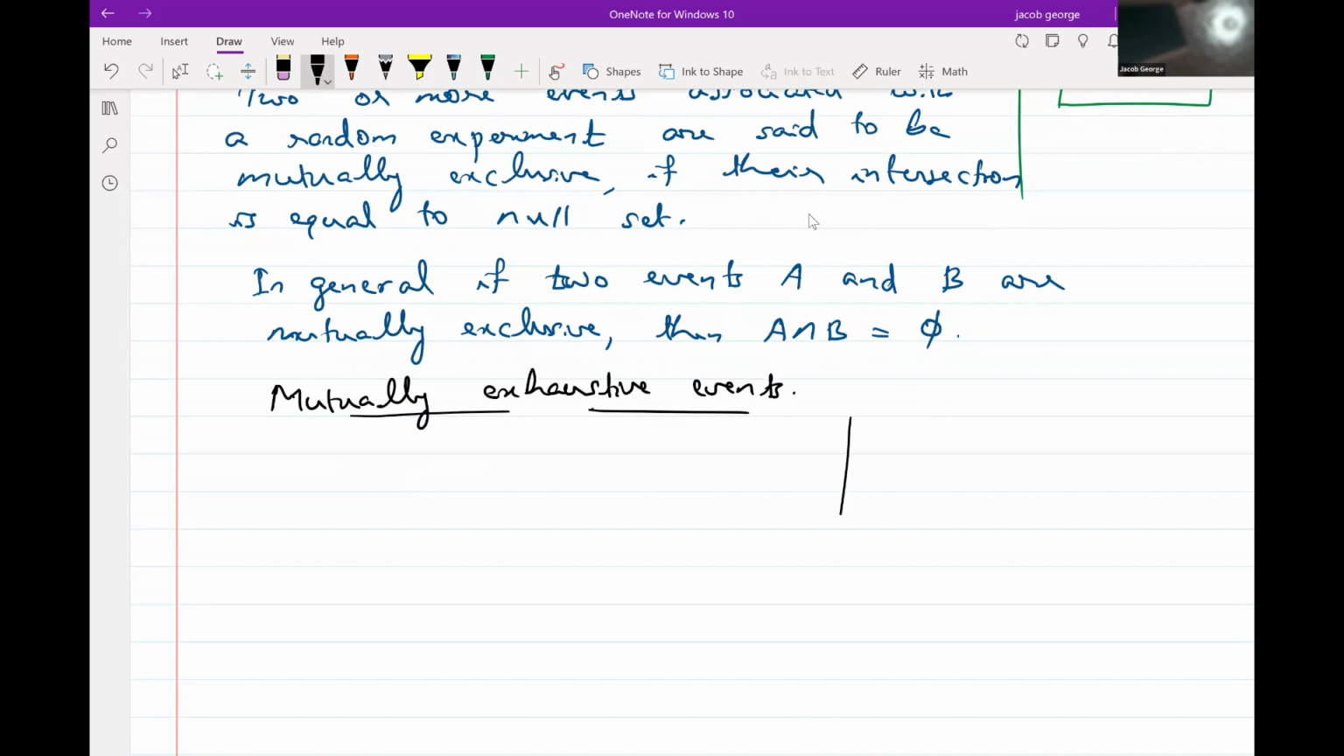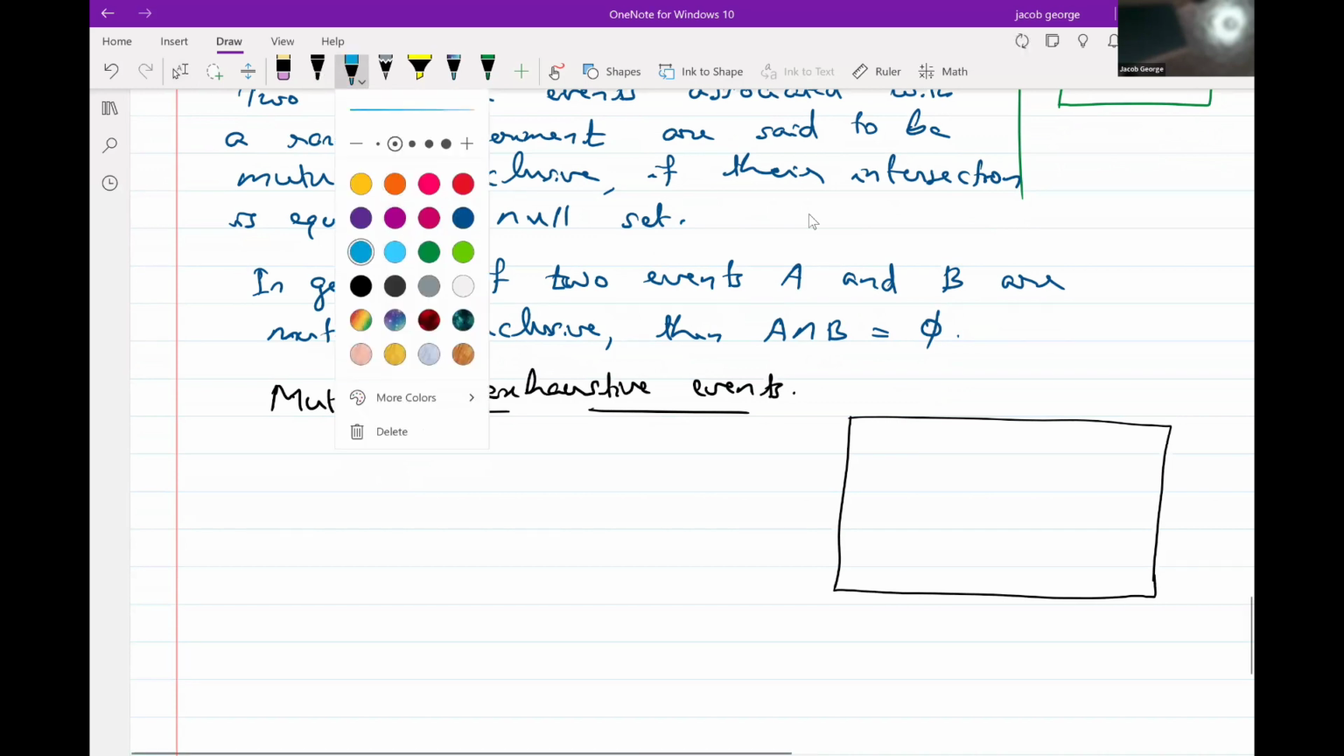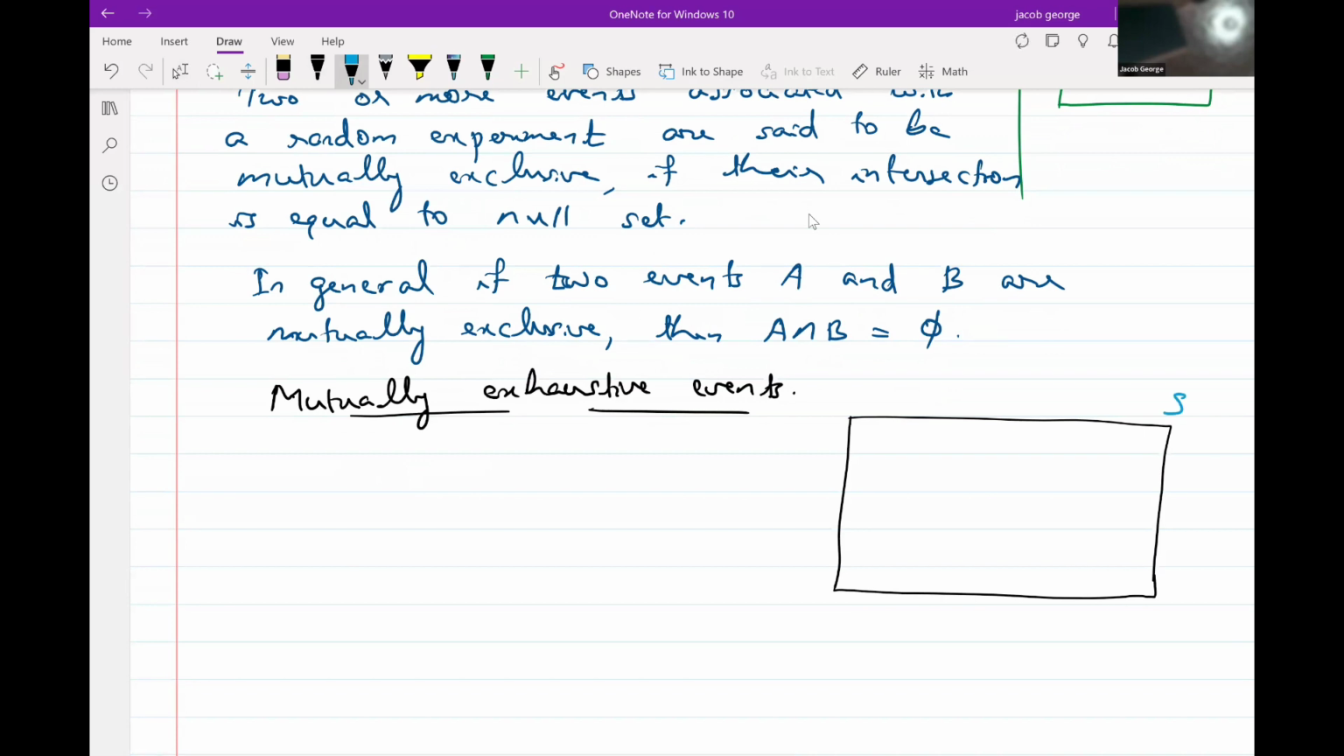So here there will be n events, and this is the sample space, and there are n events associated with this sample space like this. First event I take E1, second is E2, third E3, then E4, etc. Last is En.